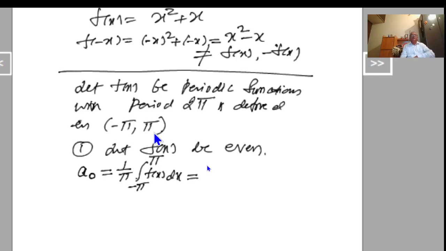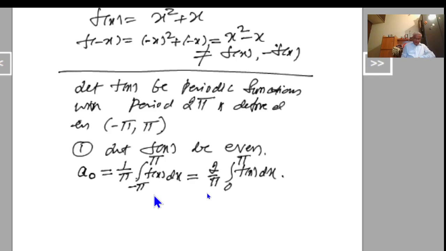this integration is of the form minus a to plus a of f of x dx. If f of x is an even function, then by the property of definite integral, this can be written as 2 times 0 to a. Therefore, this is equal to 2 by pi into the integral from 0 to pi of f of x dx. This is the value of a naught.